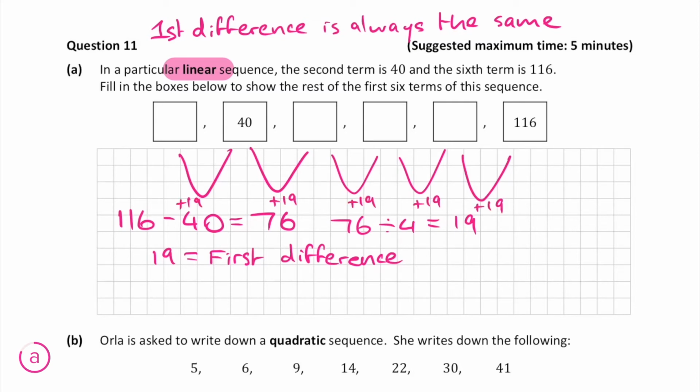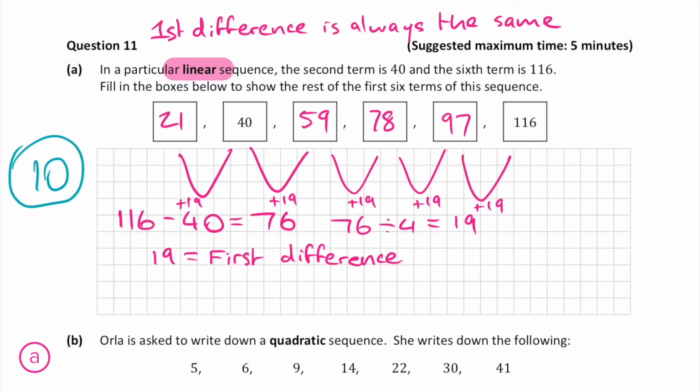So to find the third, fourth and fifth terms, we can just add 19 to the previous term, starting from 40. Now that we've found the third, fourth and fifth terms, we need to find the first term by taking 19 away from 40. Now we found all the terms in the sequence and get our 10 marks for part A.